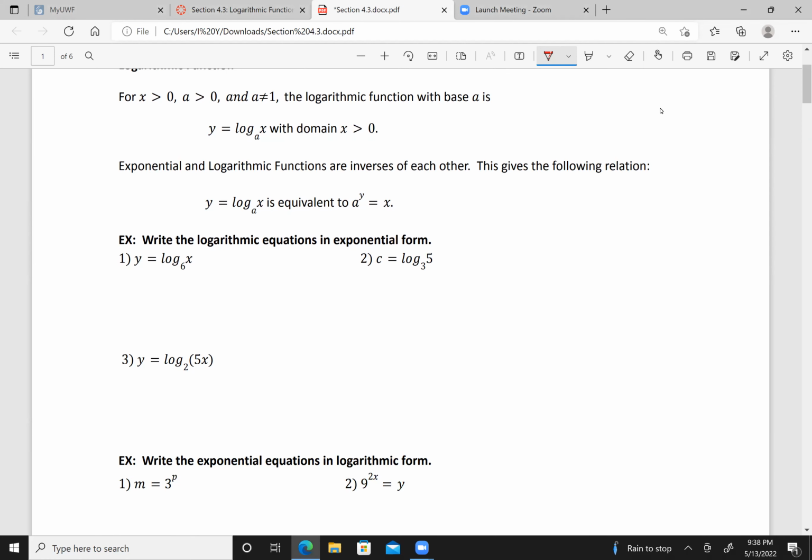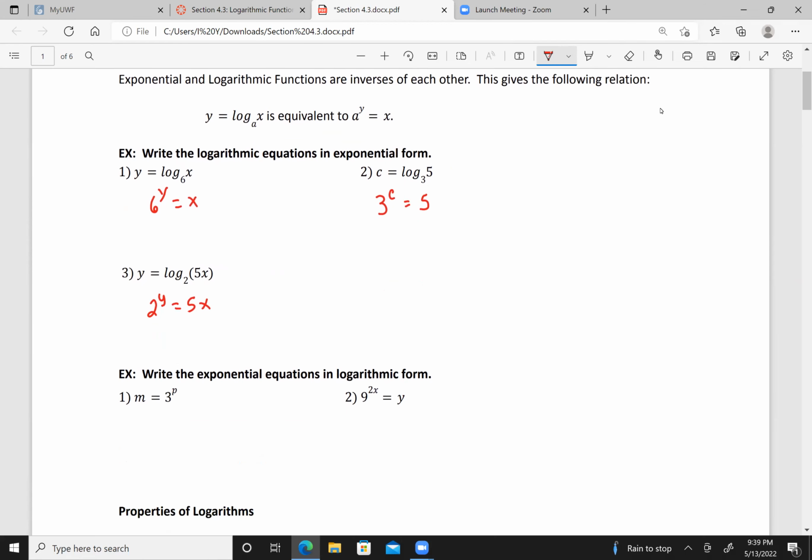We have y equals the log base 6 of x. So this is the same as 6 to the y power equals x. Okay, c equals the log base 3 of 5. It's the same as 3 to the c power equals 5. Okay, now we have y equals the log base 2 of 5x. Well, this is 2 to the y power equals 5x.